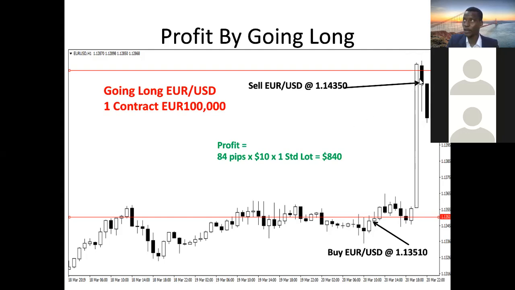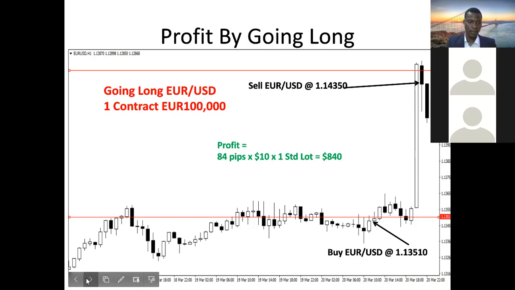So at the point of quitting at this price of 1.14350, we make a gain of 84 pips. Now we want to convert the 84 pips to dollar value. You multiply it by 10 because we are using a standard lot size. You can decide to use $5 as your lot size. You can decide to use 10 cents, depending on the risk management, which we are going to be discussing.